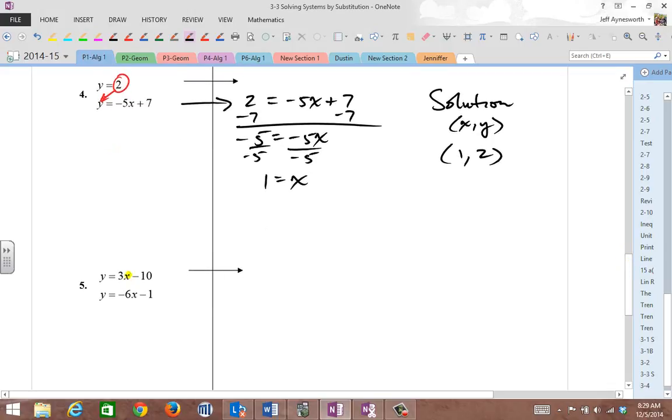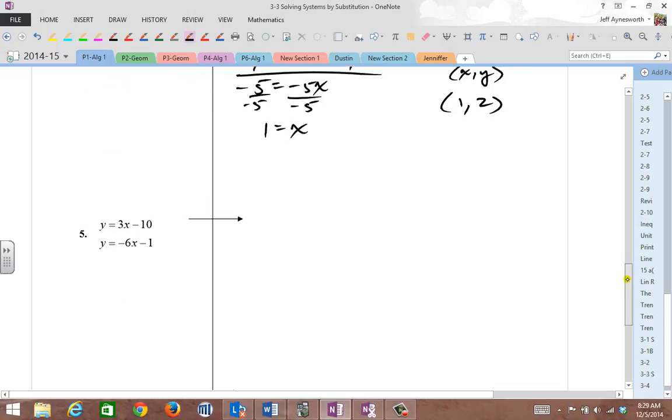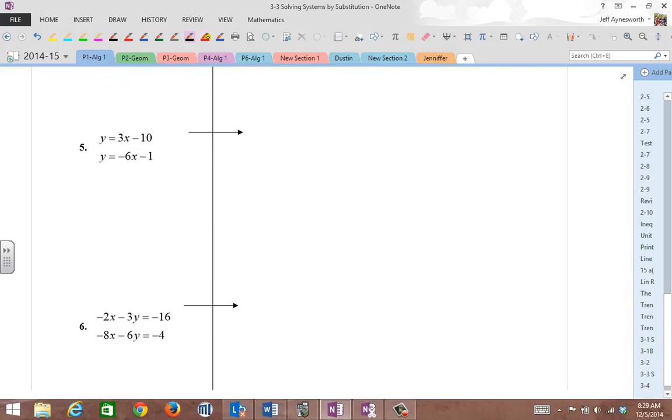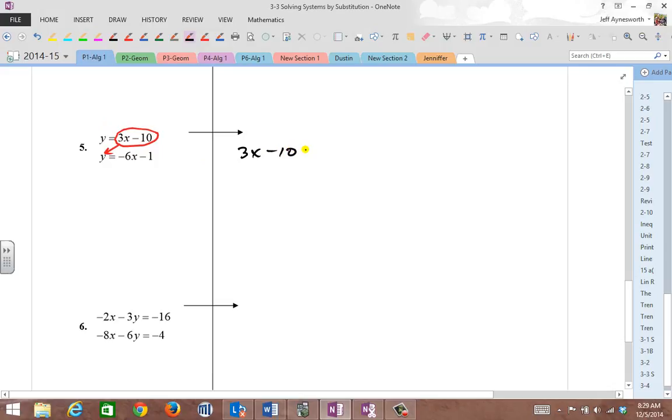Okay, now in this system here, number 5, the only thing that you have to do is make your substitution because in both equations, y is already isolated. So just take one of them and substitute it in for the other one. So what do I get? I get not y, but 3x minus 10 is equal to negative 6x minus 1. Substitute in first, then solve for x.